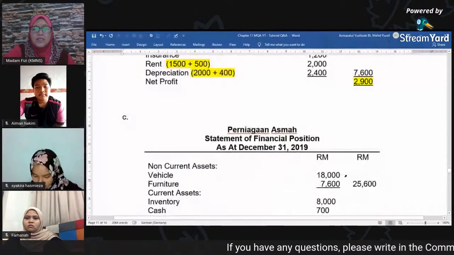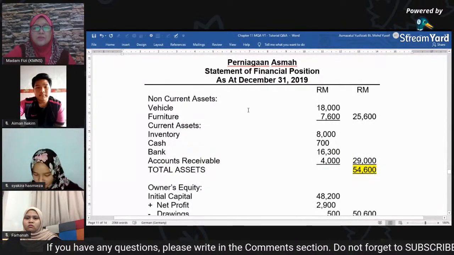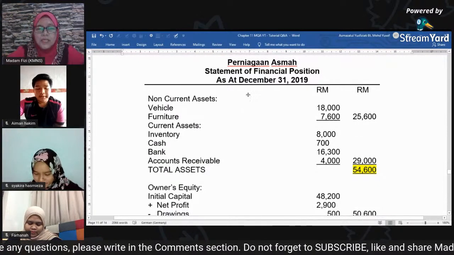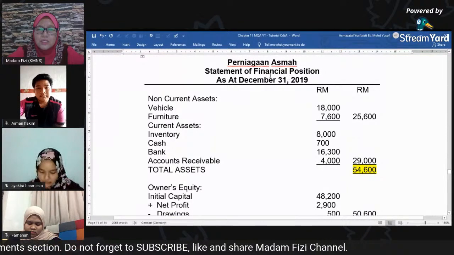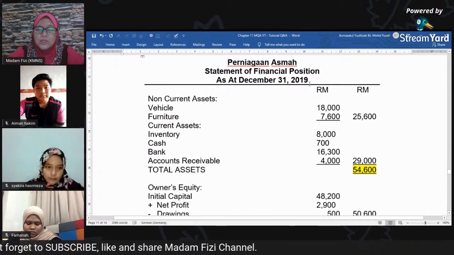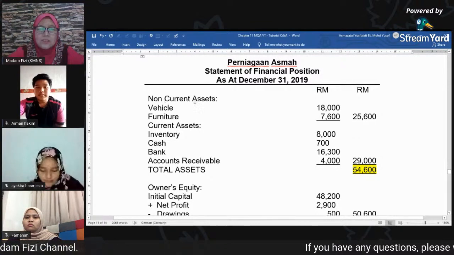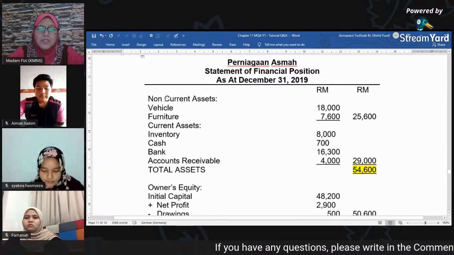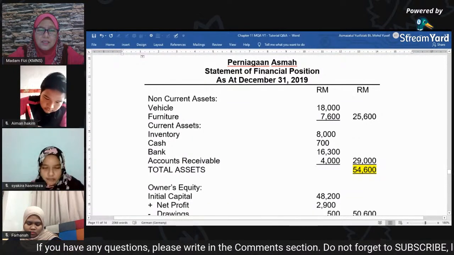Okay, next question is financial position. Now as usual, write down the title first. Perniagaan Asmah, Statement of Financial Position as at December 31st, 2019. So write down the asset. We start with the non-current asset and then the current asset.